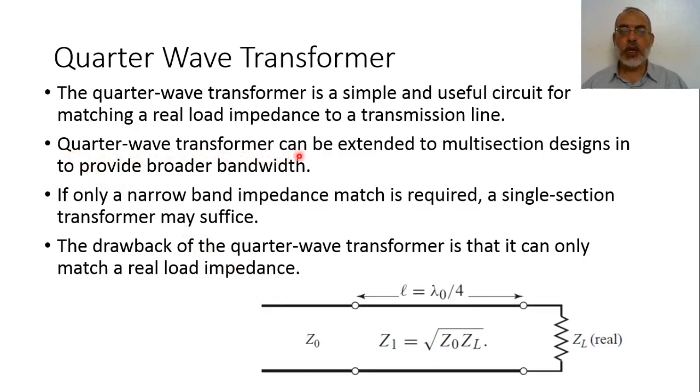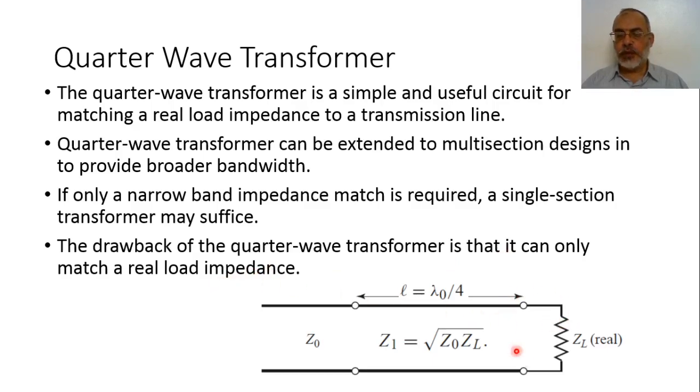Quarter wave transformer can be extended to multi-section designs to provide broader bandwidth. If only a narrow band impedance match is required, we can use just a single section transformer and it would be quite sufficient in this case. Actually, the main drawback of quarter wave transformer is that it is only suitable for real load impedance.